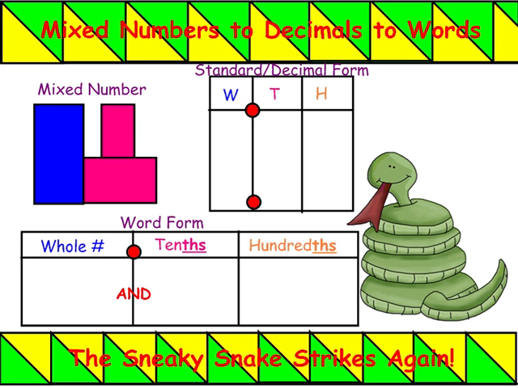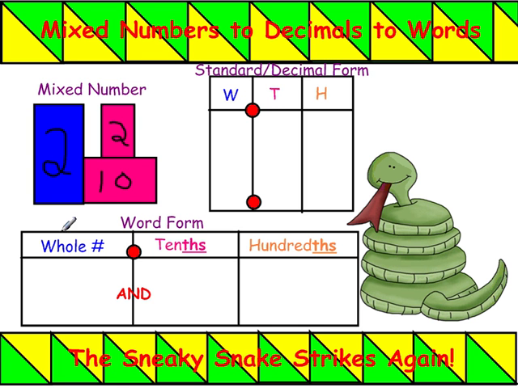Okay, first we're going to start with a mixed number. A mixed number again is a number that has both a whole and a fraction. So let's start with 2 and 2 out of 10. If you notice, my bottom box is still pink. We're just going to start with mixed numbers that have a fraction that has a denominator of 10.